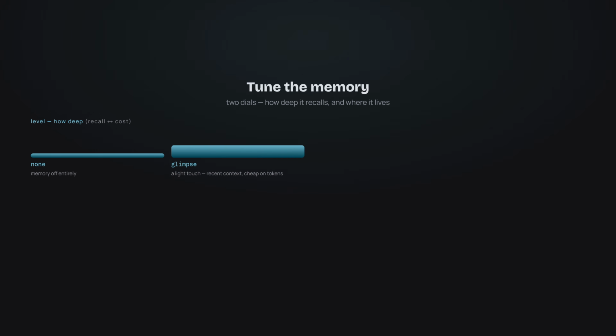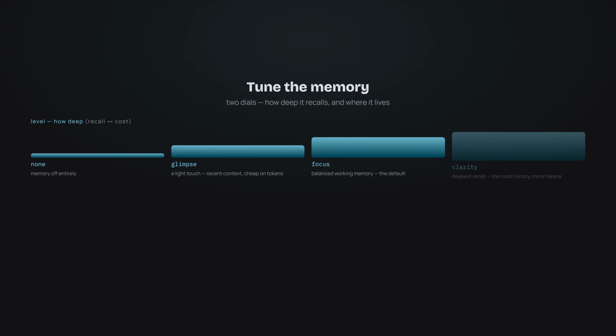Now let's tune it. Memory config has two dials that matter most. The first is level, how deeply the agent recalls, and it's a ladder of 4. None turns memory off entirely. Glimpse is a light touch, just enough recent context to feel continuous, and cheap on tokens. Focus is a solid working memory, the balanced default for most assistants. And clarity is the deepest setting, pulling in the most history for the richest recall, at the cost of more tokens. So you move up that ladder when recall matters more than cost, and down when it's the other way around.